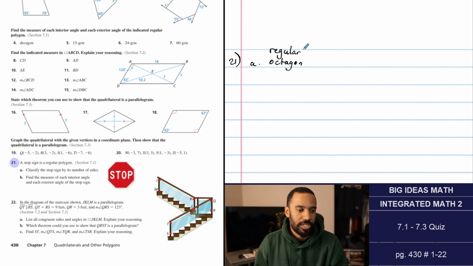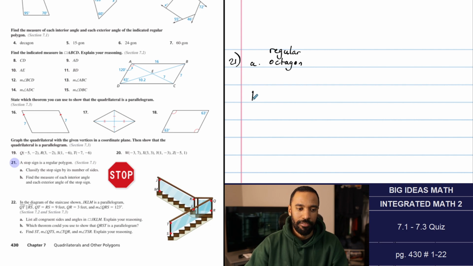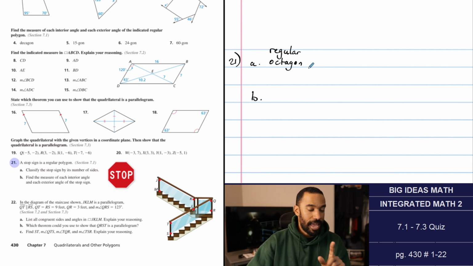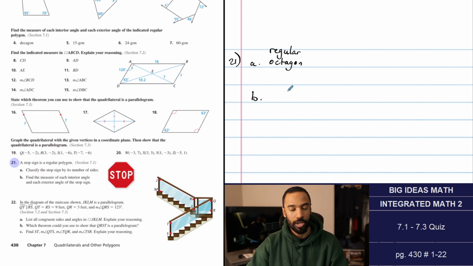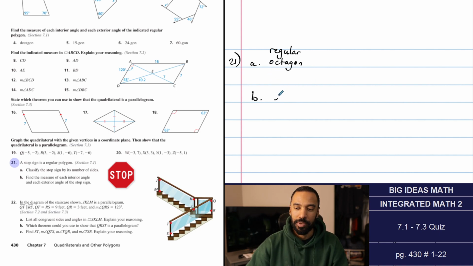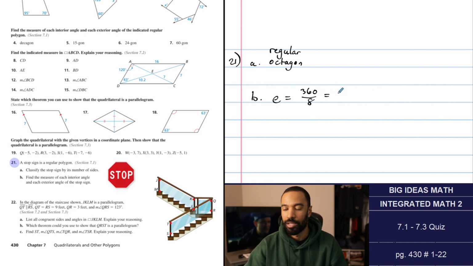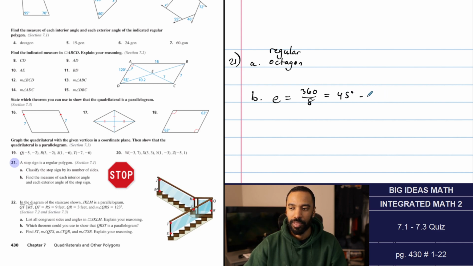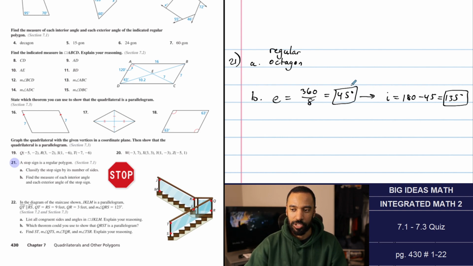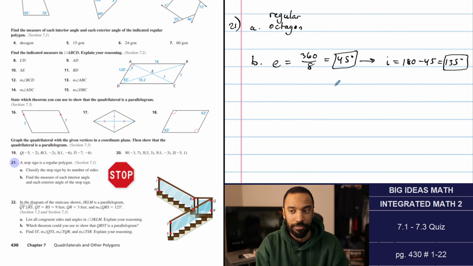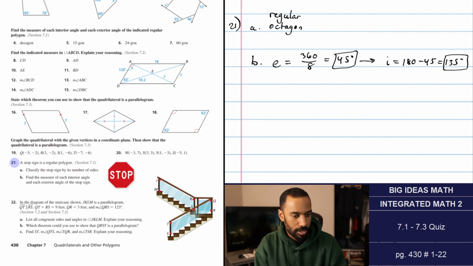Part B, find the measure of each interior angle and each exterior angle of the stop sign. They do not ask for the interior angle sum at all, so I'm going to go by the shorthand way that you saw before. Let's begin with the exterior angle measure of each. Let's divide 360 by 8. Remember, 360 is the exterior angle sum of any polygon. So that's 45 degrees. The interior angle of each is supplementary to the exterior, so 180 minus 45 is 135 degrees. So those are the answers. Again, I'm going the quickest route possible if they're not asking me for more information.